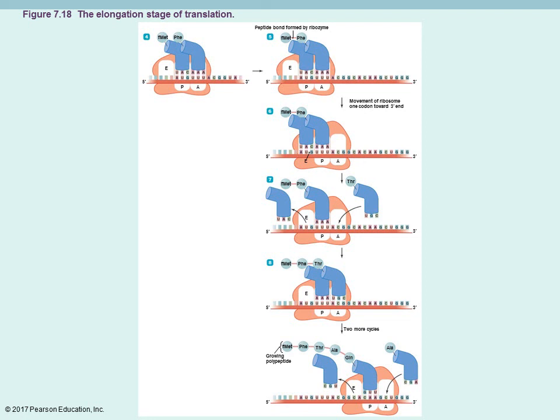A is empty. In comes a tRNA, forms a peptide bond. P gets kicked out. A goes to P. A is empty. In comes another tRNA, form the peptide bond. P gets kicked out. A shifts to P. A is empty. In comes a new one. And that just keeps going on and on. One by one, you are adding one amino acid at a time. That's what a protein is.